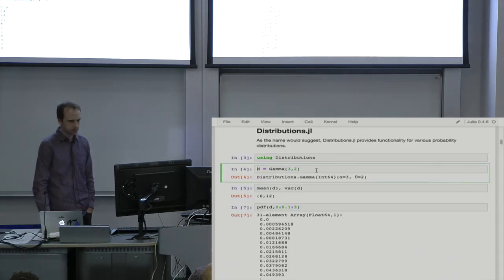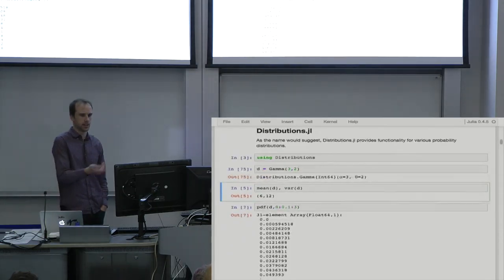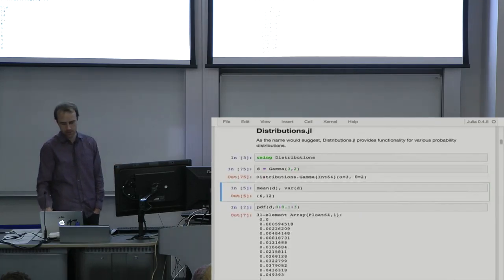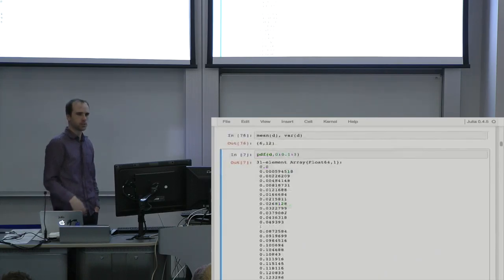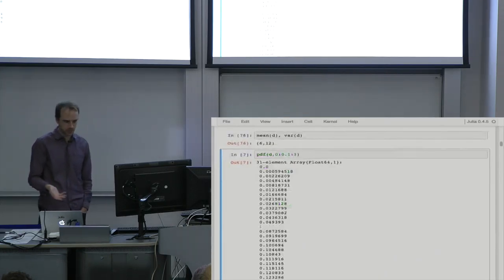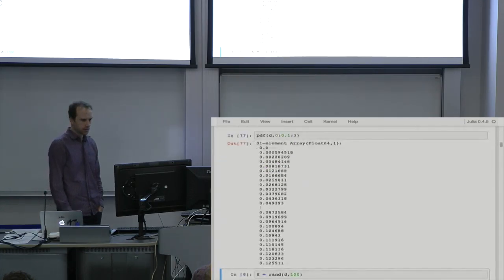And so this just creates a gamma distribution, and then you can feed this into the mean and variance functions, which are base. We just add new methods to them that take distributions and give you the mean and variance of the distribution. That's quite nice. And then this PDF function computes the density function of a distribution at different points, which works quite nicely.